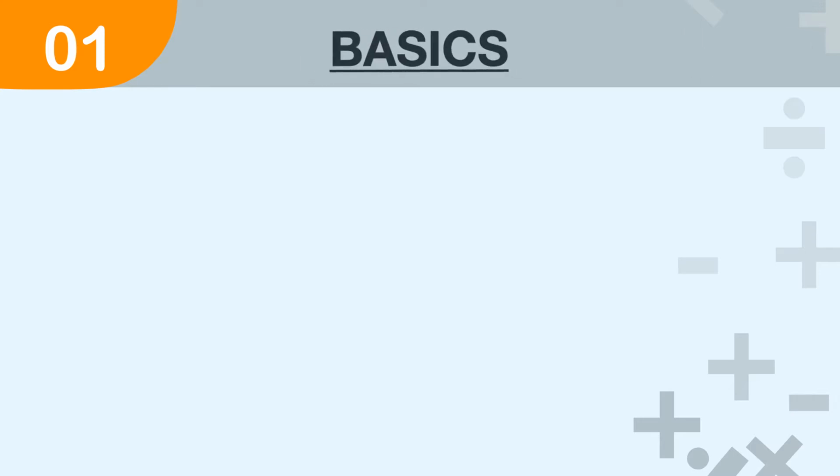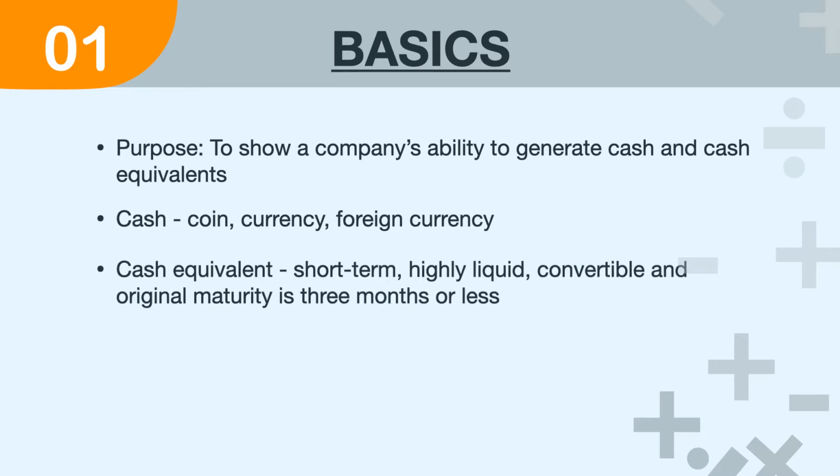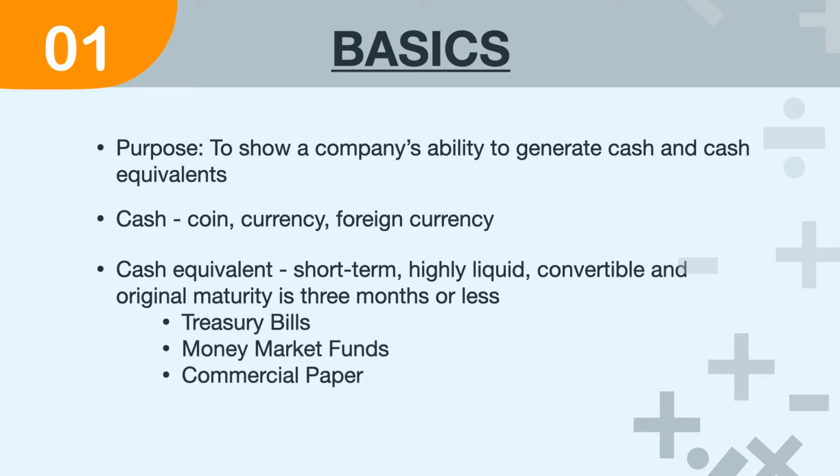First, the basics. The purpose of this statement is to show a company's ability to generate cash and cash equivalents. Cash would include things like coins, currency, and other foreign currency. And cash equivalents are any short-term, highly liquid investments which can easily be converted and whose original maturity is 3 months or less. Some examples that you are likely to see are treasury bills, money market funds, and commercial paper. The statement is reported for a period of time.